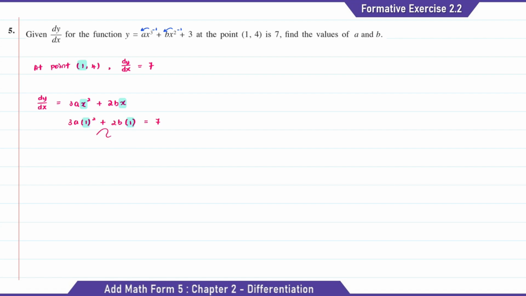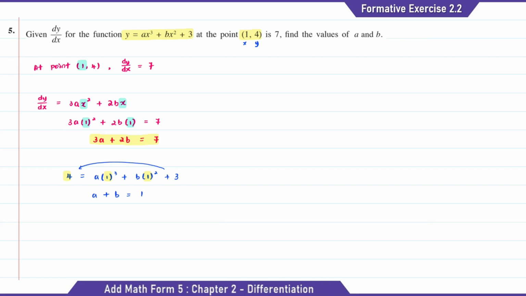Then we will get the equation 3a plus 2b is equal to 7. So here we have two variables. To solve this, we need to get another equation. What we can do is substitute the coordinate of 1, 4 into the function, as the point 1, 4 is one of the points of the function. This is equal to a plus b equal to 4 minus 3, which is 1.